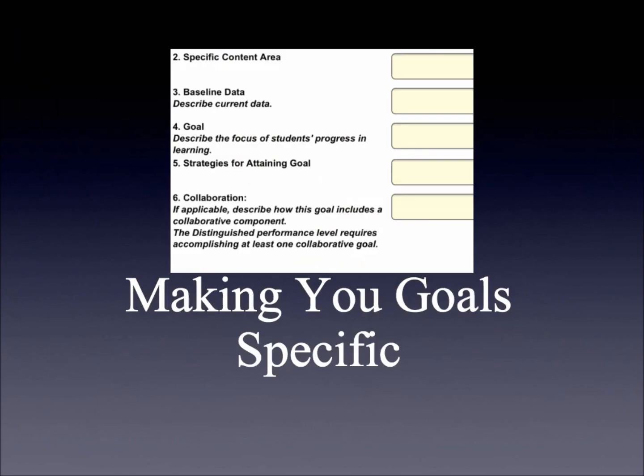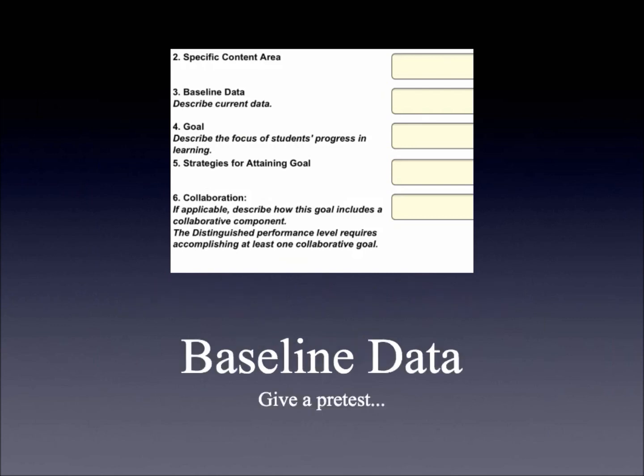The next window on your goal form is for the specific content area. Basically, you just have to put what subject area you're working in. Baseline data is a spot on the form where you can enter information about where your students are at. This is an important part of the form because if your goal is to show student growth, to show that you've moved a percentage of your students from not having mastery of a concept to having mastery of a concept, this baseline data is your starting point.